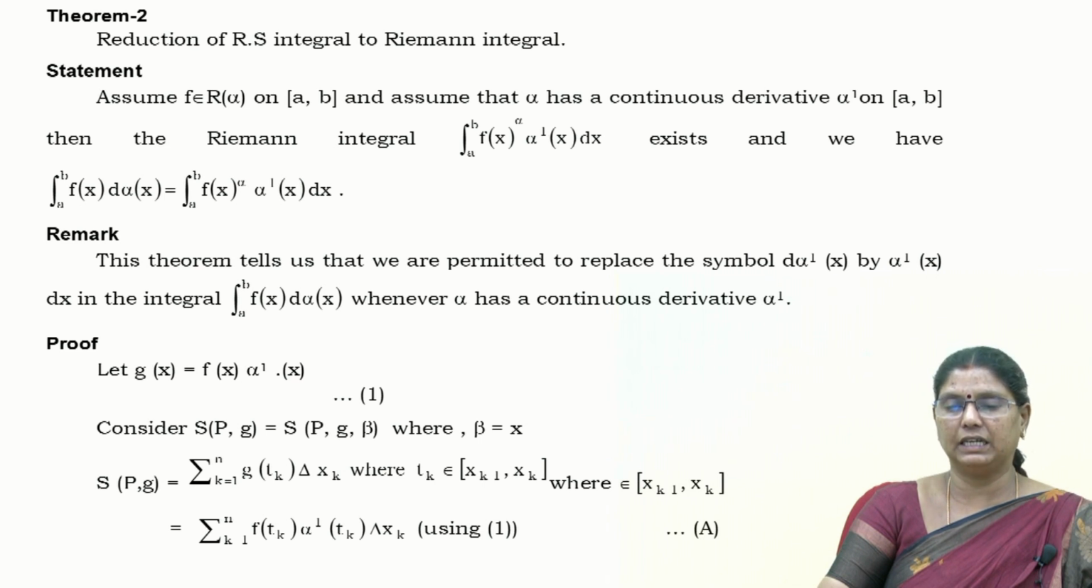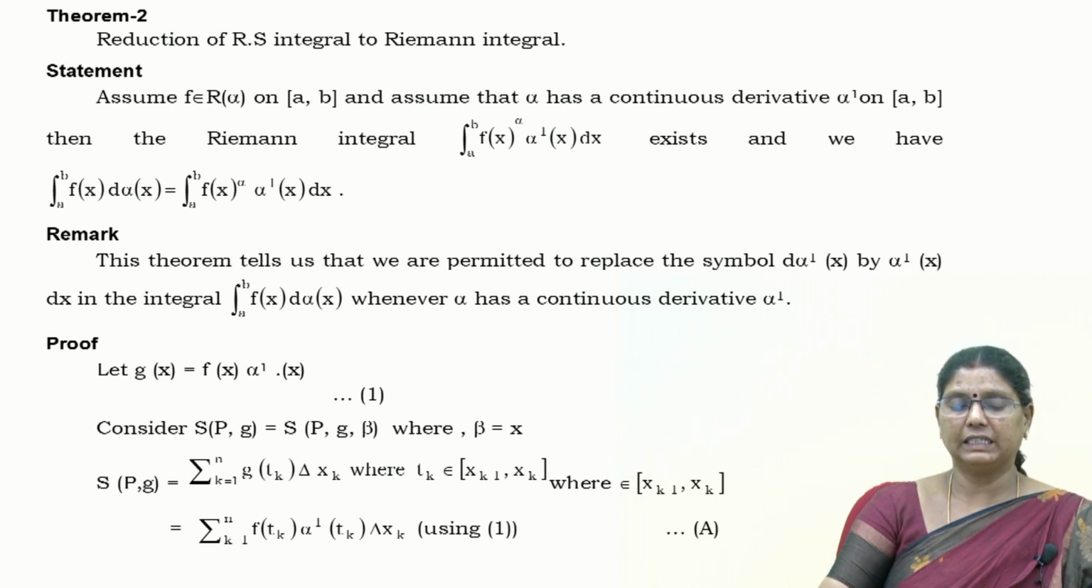Then the Riemann integral of a to b f of x into alpha dash of x dx exists, and we have integral a to b f of x d alpha of x equal to integral a to b f of x into alpha dash of x dx. So, instead of d alpha of x, we can write alpha dash of x dx. This remark tells us that we are permitted to replace the symbol d alpha of x by alpha dash of x dx in the integral a to b f of x d alpha of x whenever alpha has a continuous derivative alpha dash.